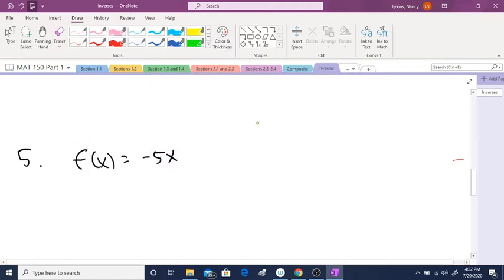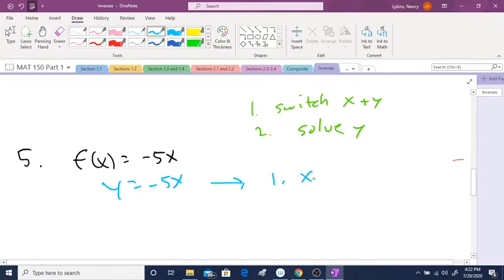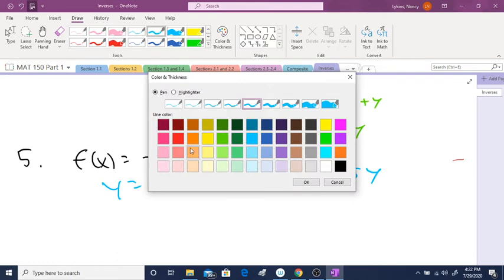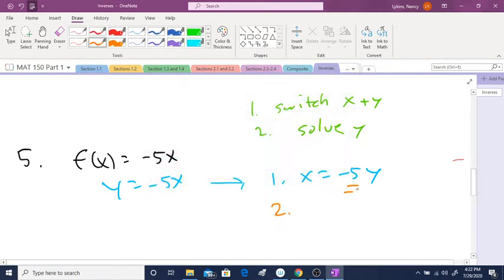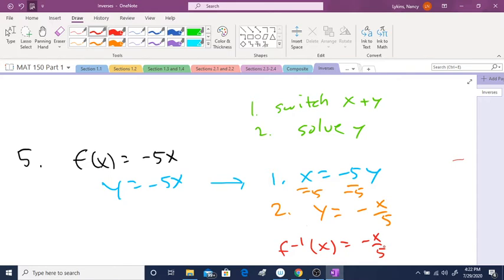Remember, switch x and y, solve for y. So this is y equals negative 5x. For my step 1, I'm going to switch it: x equals negative 5y. And then for my second step, I'm going to divide by negative 5. So y equals negative x over 5. So the inverse would be f to the negative 1. That's the inverse symbol. So this is what this looks like.